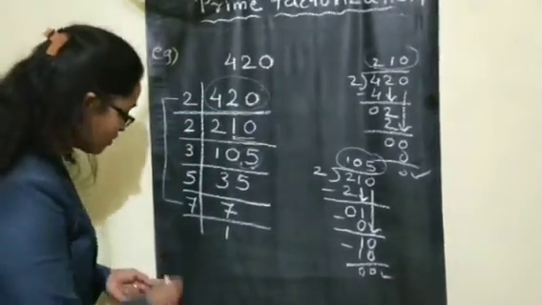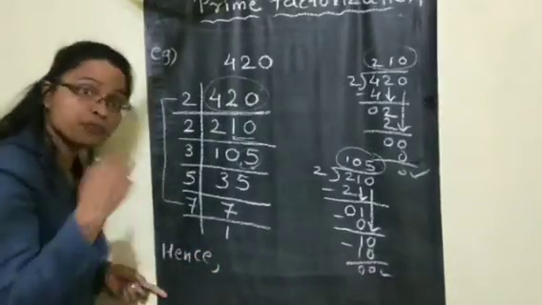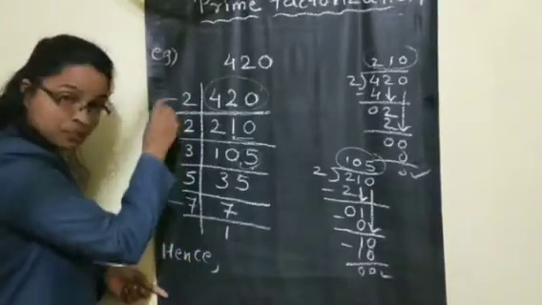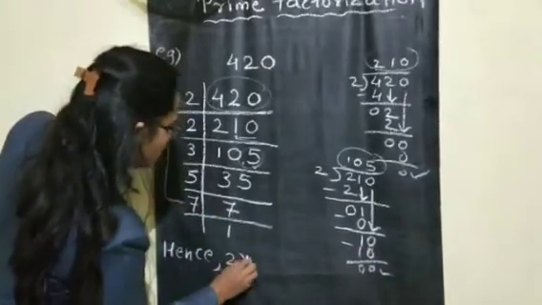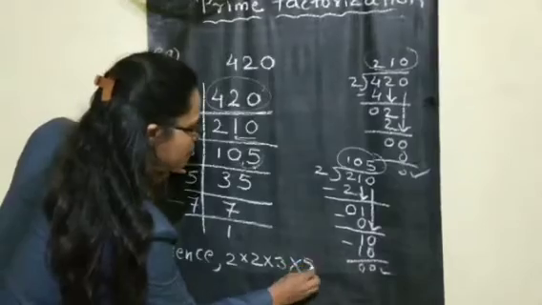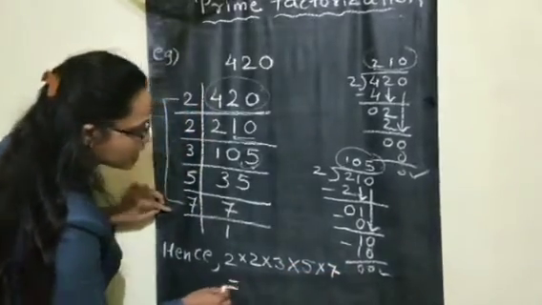Okay, so now we have to write it. How to write now? In the form of a product. Product means multiplication of all these numbers, all these factors. 2 multiplied by 2, multiplied by 3, multiplied by 5, multiplied by 7. And what answer are you getting here?